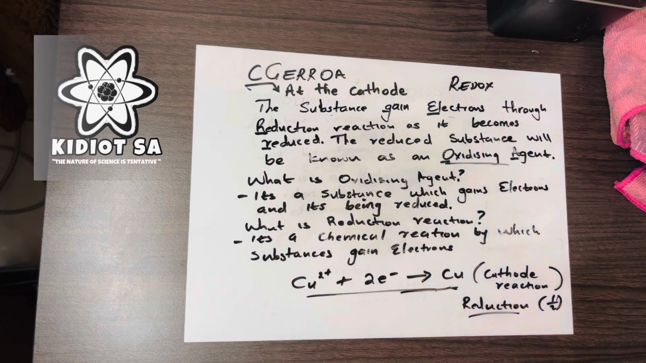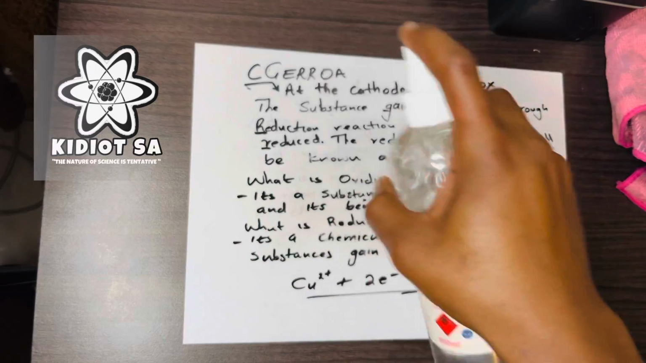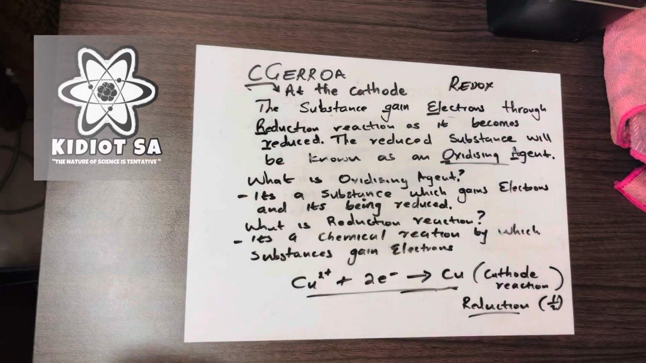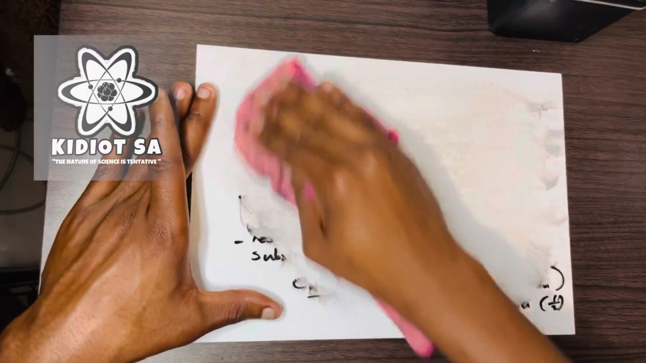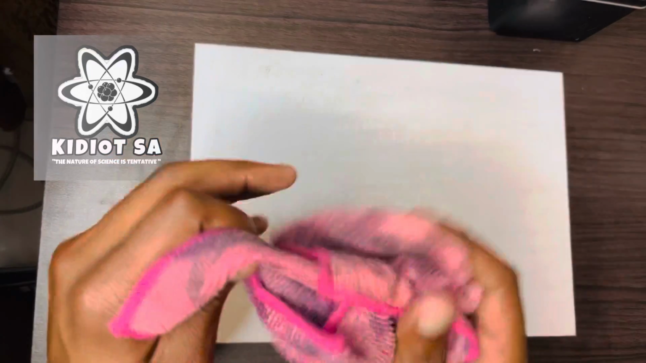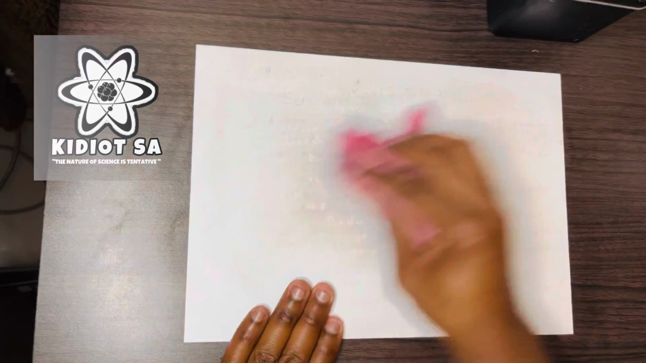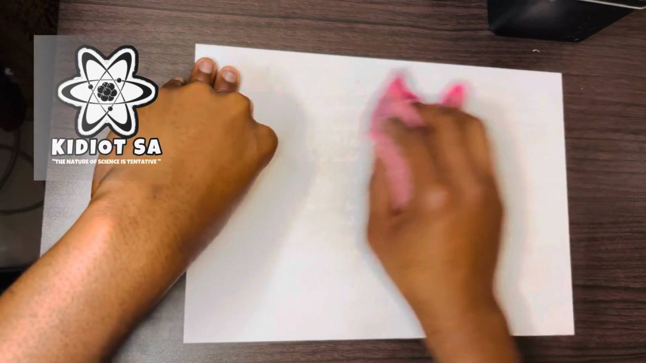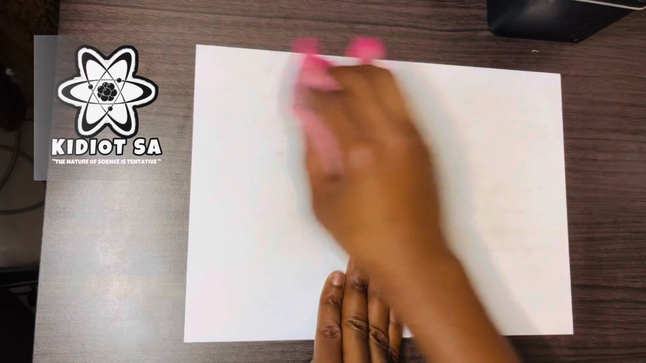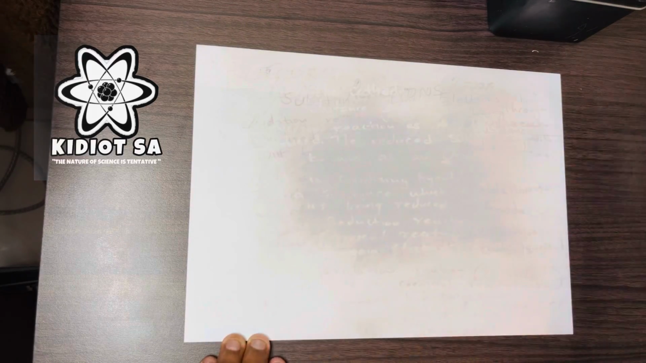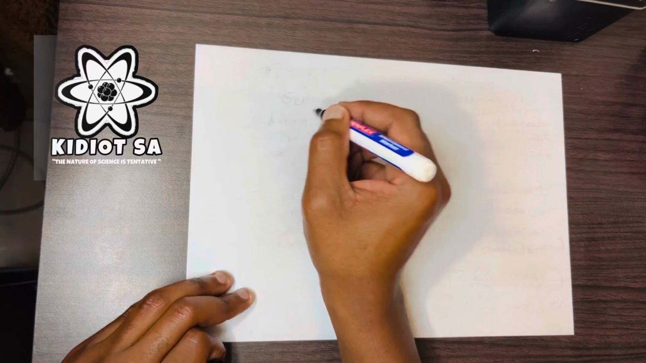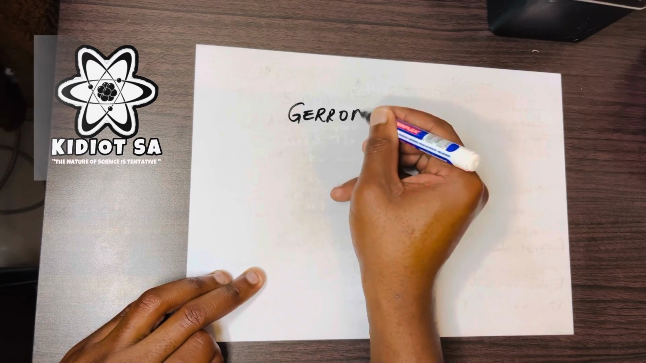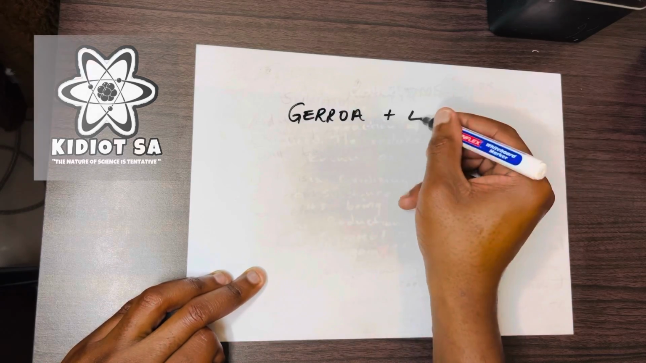So now, can you see that if you have the two mnemonics, you have the entire chapter. As long as you have the two mnemonics, you have the entire chapter. You shouldn't worry. For grade 12, I will make part 2 and then engage in the issues around the standard electrode potentials, as we'll be doing the voltaic cell, that's the galvanic cell, together with the electrolytic cell. But you have the GERROA plus LEOORA.